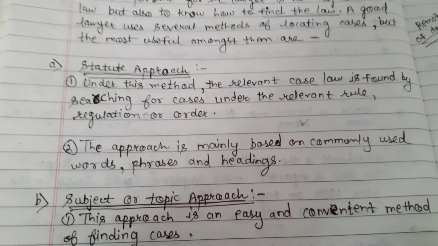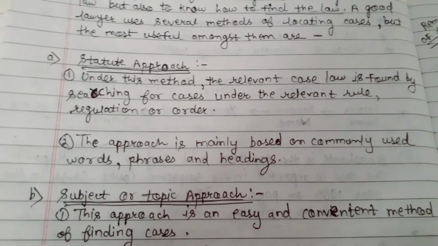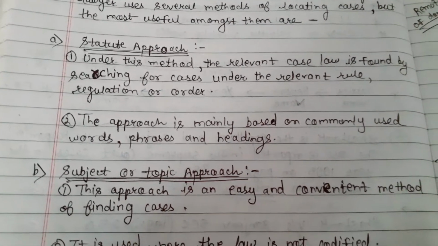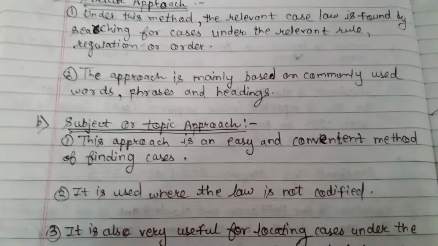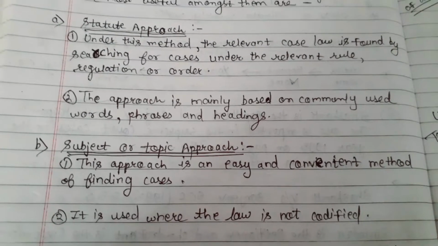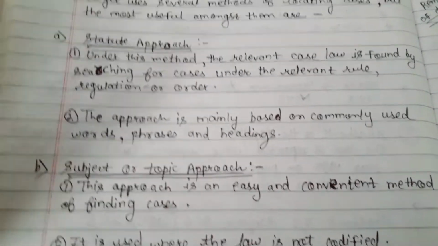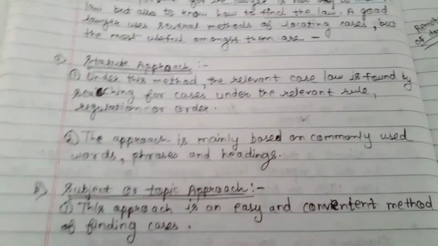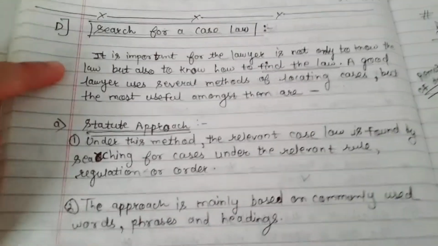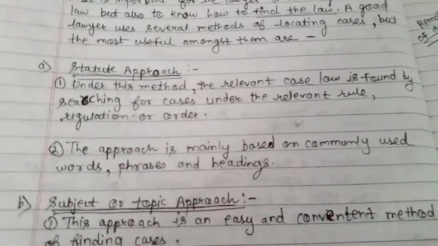Under this method, the relevant case law is found by searching for cases under the relevant rule, regulation or order. The approach is mainly based on commonly used words, phrases and headings. Like this, there are 4 methods. So the question is asked: write the methods which are used to search for a case law. So first is statute approach.